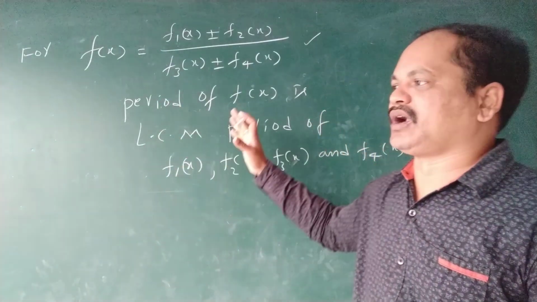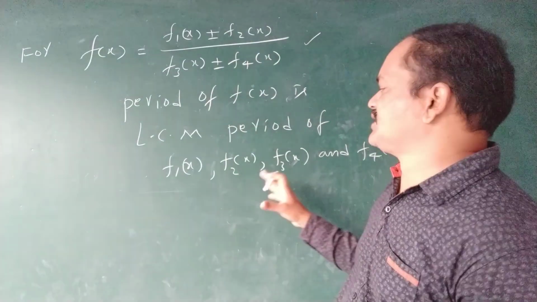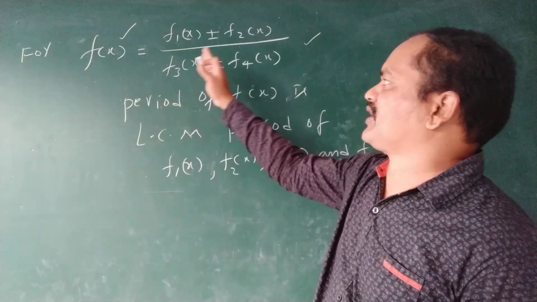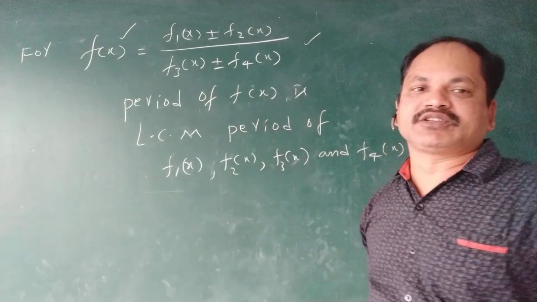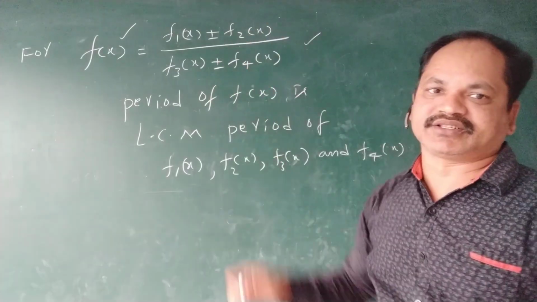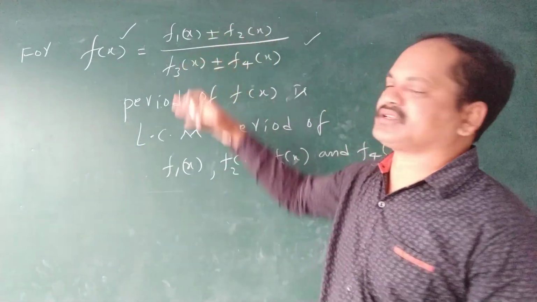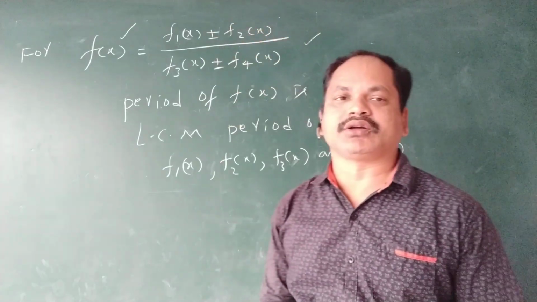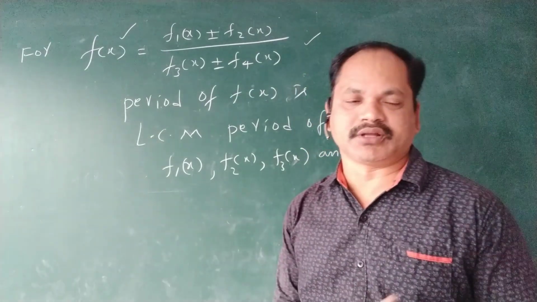That's why we have to identify the individual periods. The LCM of the periods of all these functions is called the period of the total function. So if the function is in the form f of x equal to f1x plus or minus f2x, whole divided by f3x plus or minus f4x, then the period of f of x is nothing but the LCM of the periods of all these functions. Okay, so what are the functions involved in the total function in the ratio? The LCM of their periods is called the period of the total function, right? Now we are going to do some examples on these concepts according to the period, right?